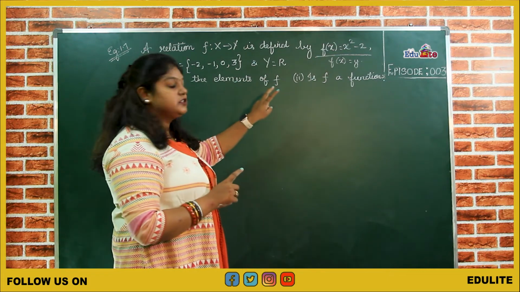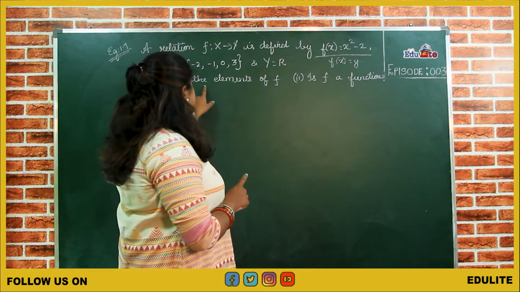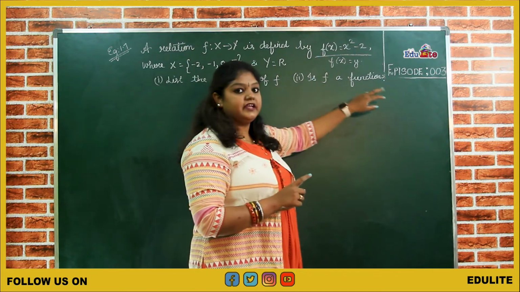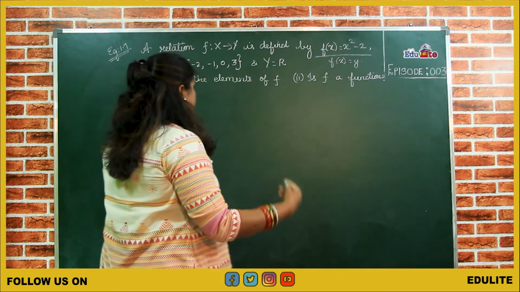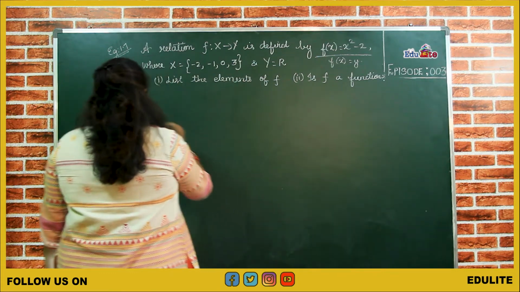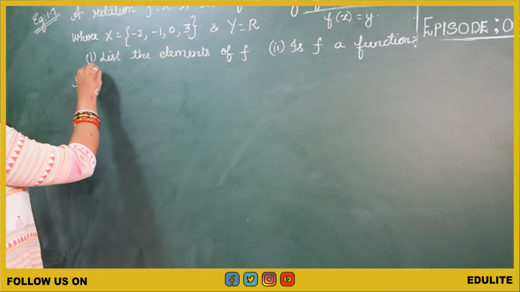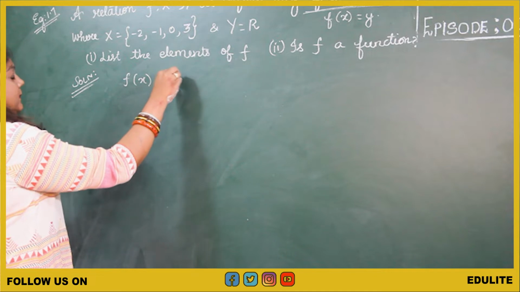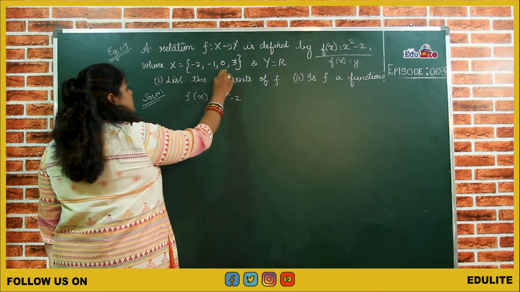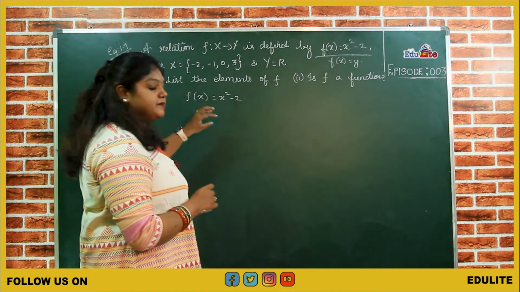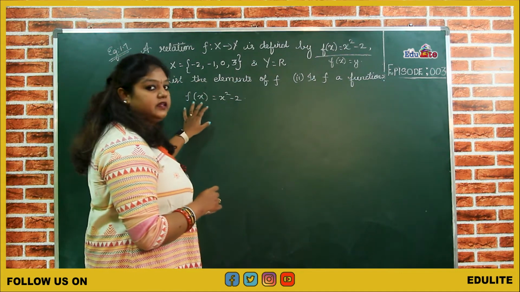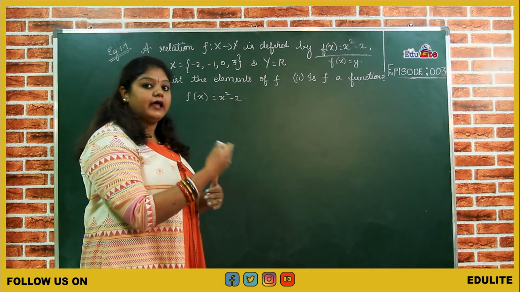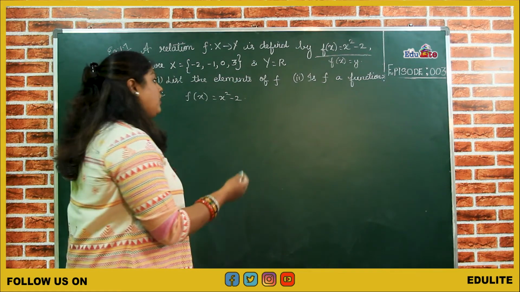Two things we have to do in this problem. The first thing is we have to list the elements of f and we have to check whether f is a function. We will do one by one. First, we are given f of x is equal to x square minus 2 and we are given a set of values for x. We will substitute the values of x one by one in this equation and find the value of y. Then we will draw an arrow diagram to check whether f is a function or not.